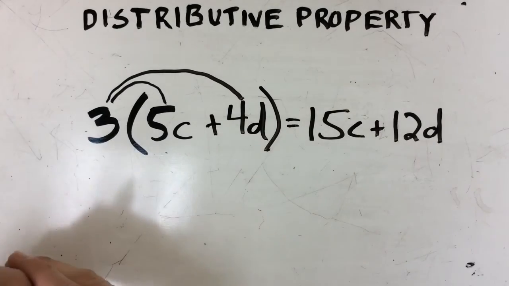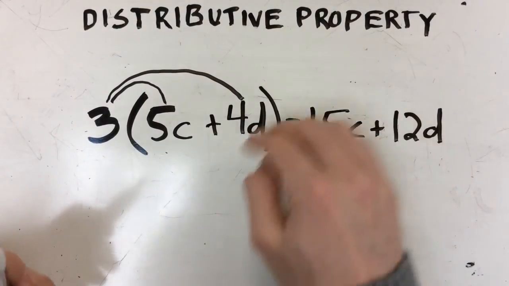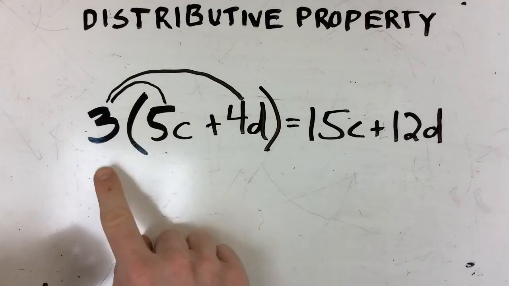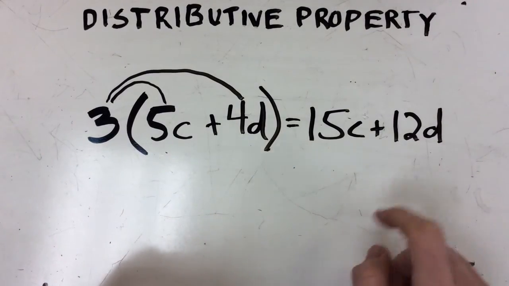So there you have it: the distributive property, the related vocab, and a quick way to turn the factored form into the expanded.